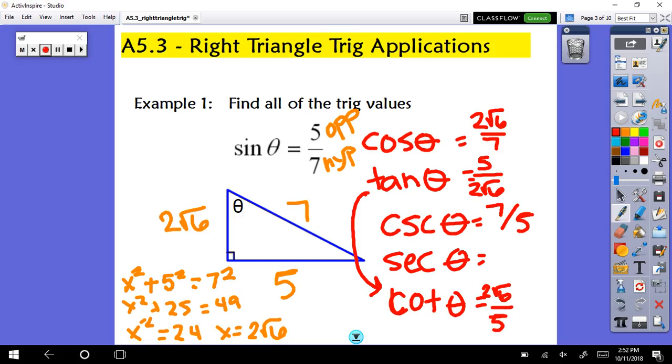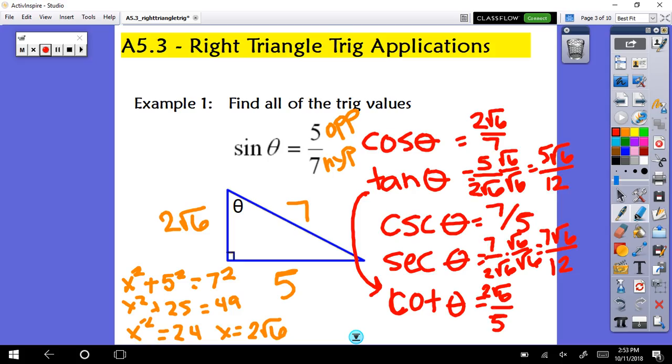Okay. The cosine, I'm going to flip to make the secant, but I'm going to have to fix that one too. So 7 over 2 root 6. I'm going to have to multiply by root 6 over root 6, which gives me 7 root 6 over 12. And then do the same thing up here for your tangent. So square root 6 over square root 6. So 5 square root 6 over 12.